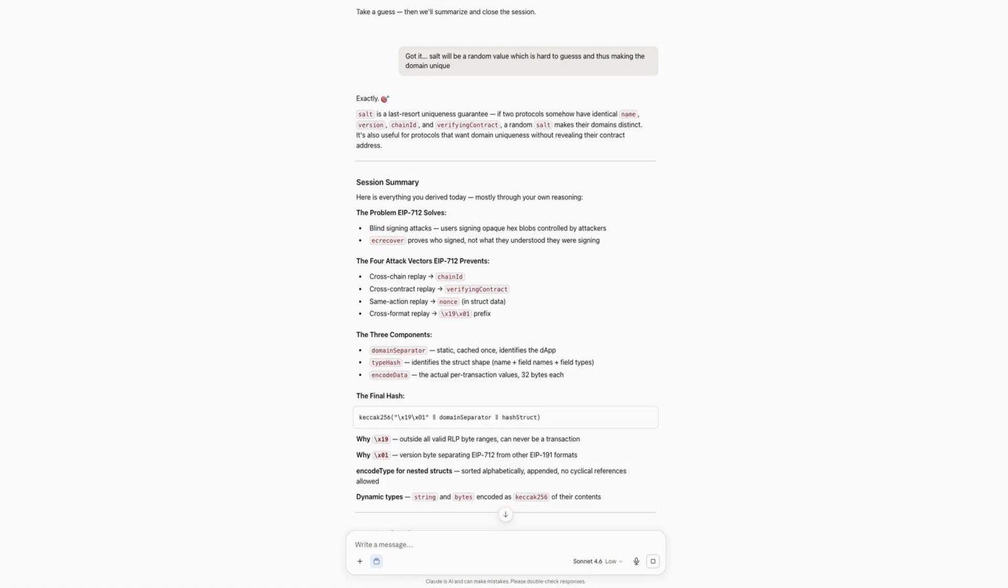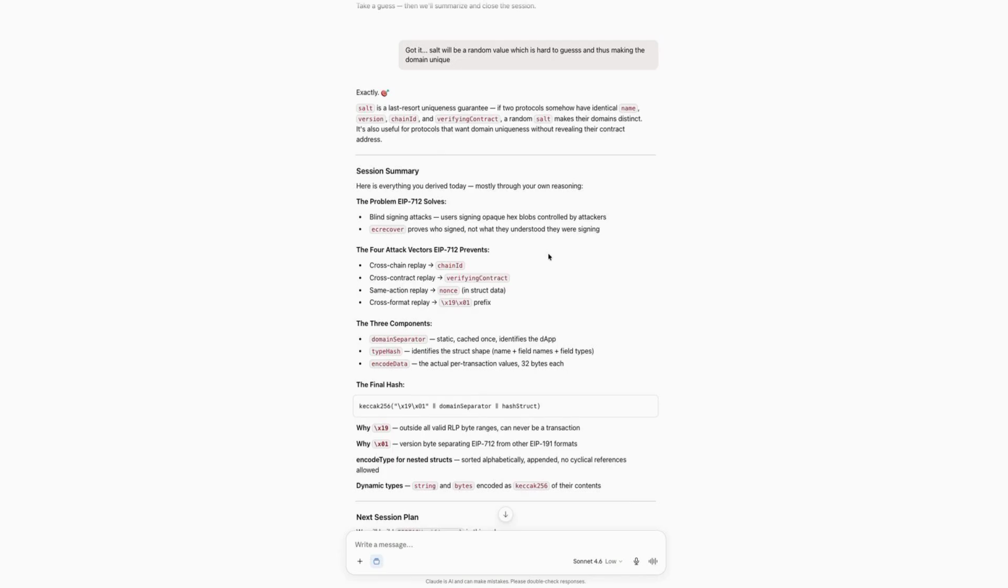So, session summary. Here is everything you derived today, mostly through your own reasoning. The problem EIP-712 solves: blind signing attacks, users signing opaque hex blobs controlled by attackers. ecrecover proves who signed, not what they understood they were signing. The 4 attack vectors EIP-712 prevents: cross-chain replay by chain ID, cross-contract replay by verifying contract, same action replay by nonce in struct data, cross-format replay by using prefix 0x19 and 0x01.